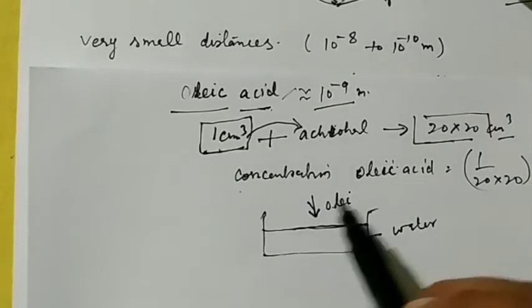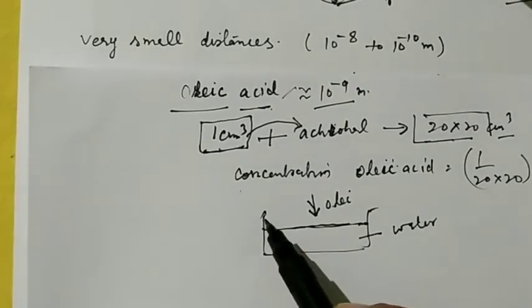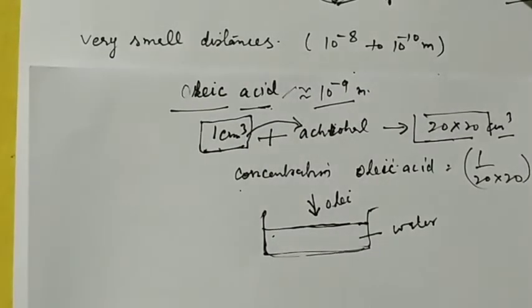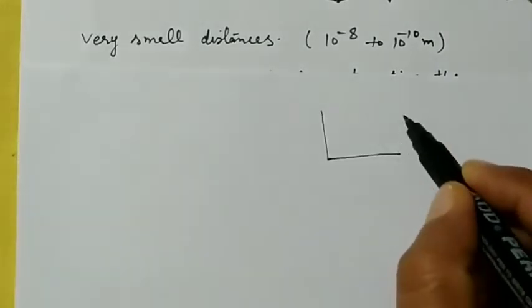Now the concentration of the oleic acid becomes 1 by 20 into 20 cm³. Now what I do next is take a trough and fill it with water. Now I sprinkle the lycopodium powder over the surface of the water.